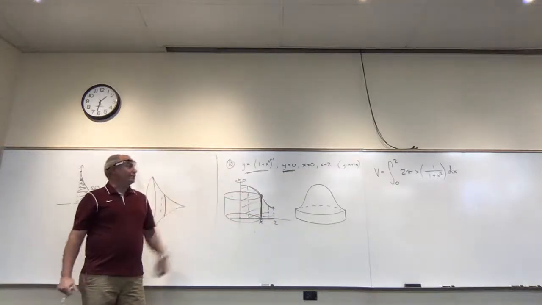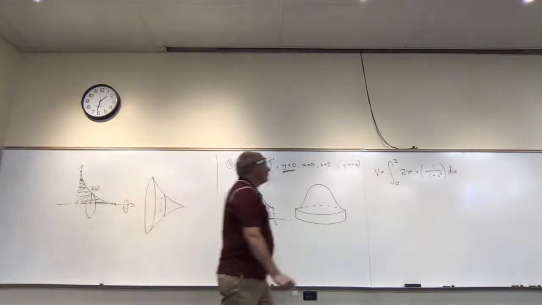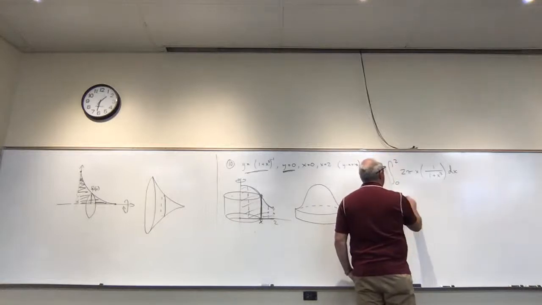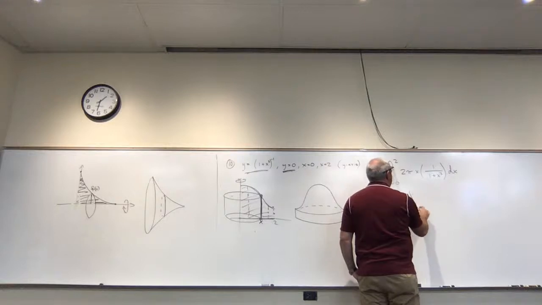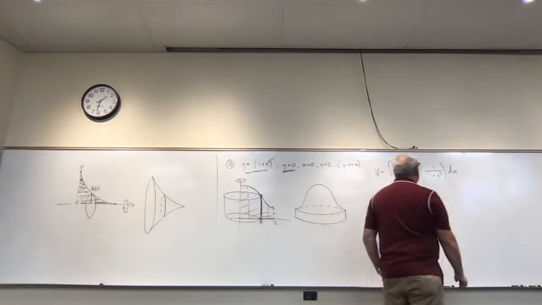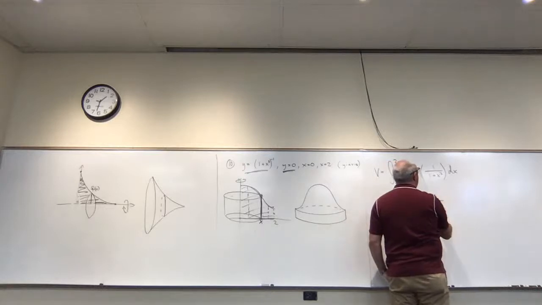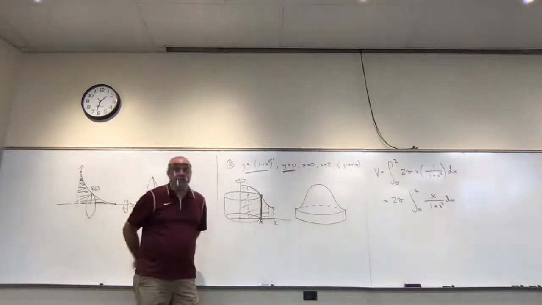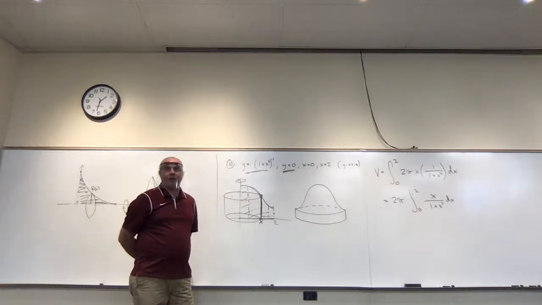Are we ready to do some integration here? Okay, so I can pull out my 2 pi, and I get 2 pi times the integral from 0 to 2 of, if I put the x up with the 1, x over 1 plus x squared dx. And now I need to take an antiderivative of that. Any ideas on how to go about such a thing?